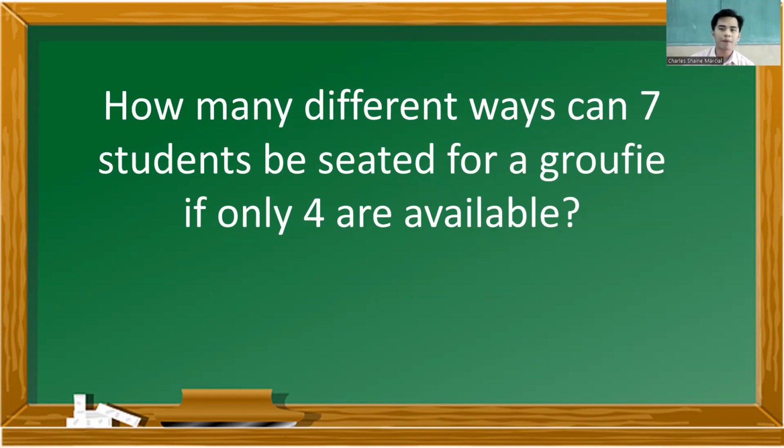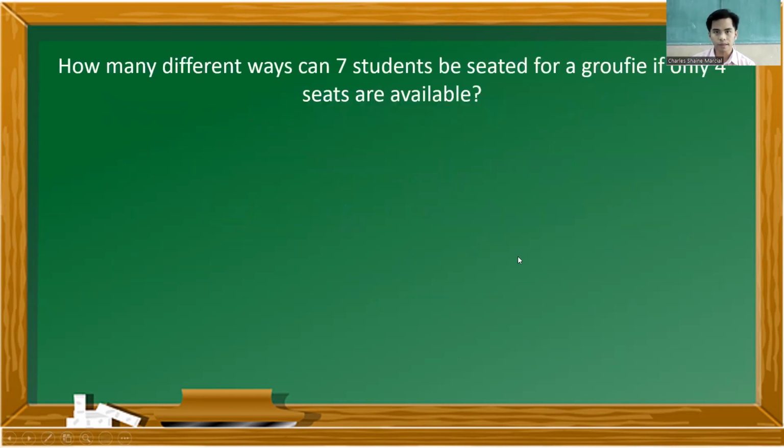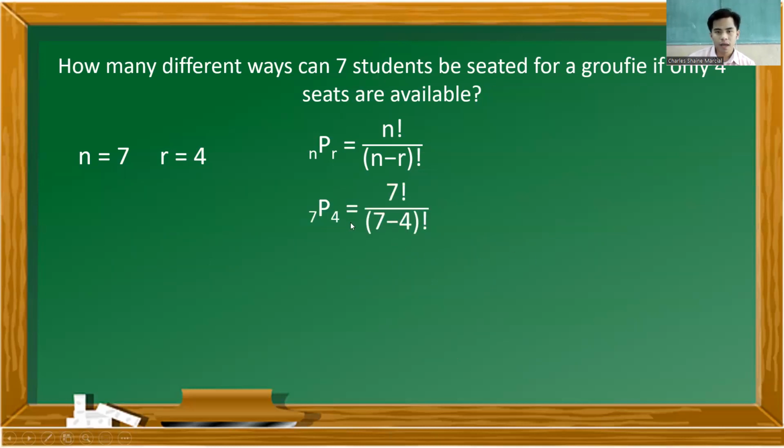Now dito, 4 lang yung available sa groupie. Okay? So ang gagawin natin, we will use the permutations of n taken r at a time. So we have n is equal to 7 and r is equal to 4. So we have nPr is equal to n factorial all over the quantity of n minus r factorial. So that's the formula. And then, i-substitute lang natin lahat ng given for n and r.